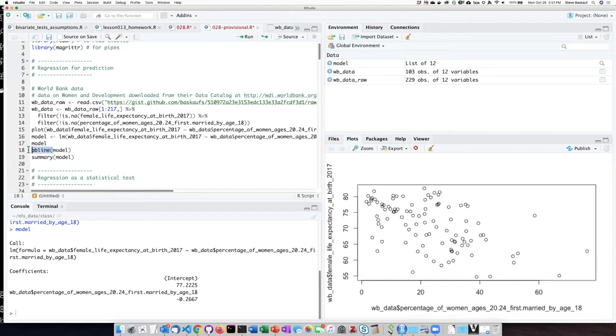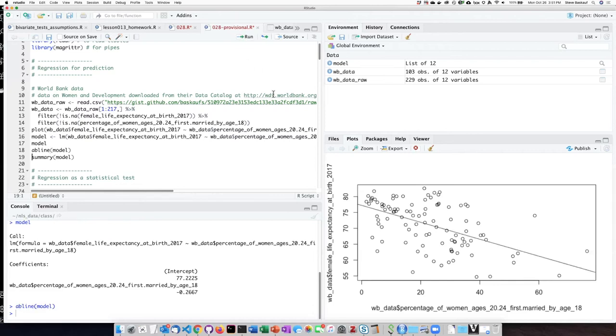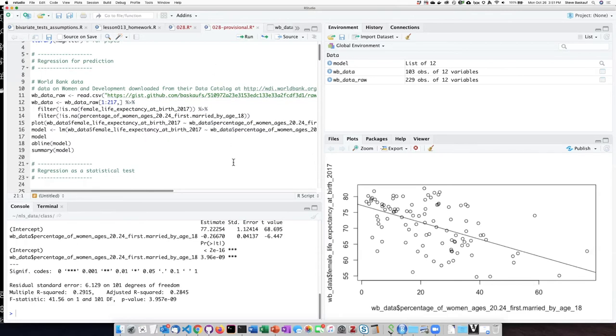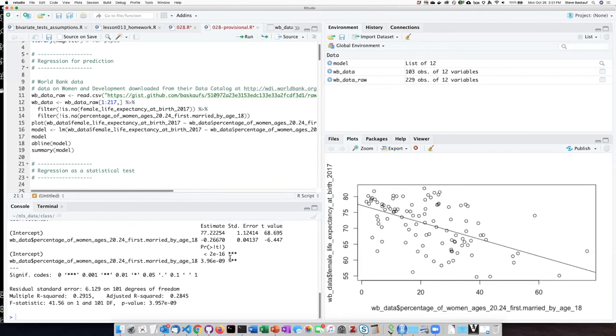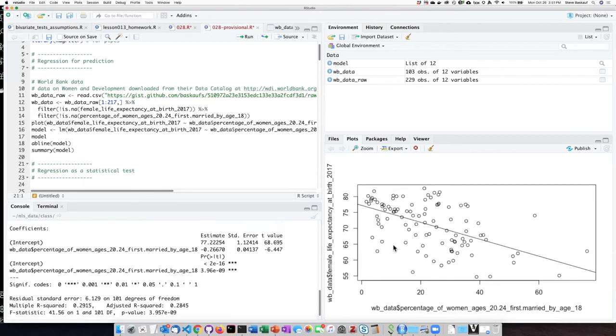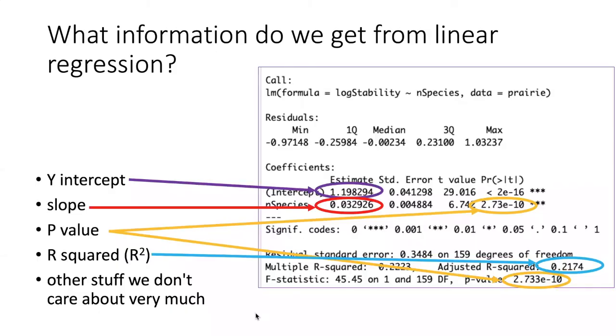We can also apply the function abline. That will draw the best fit line through our data. And then if we ask for a summary of the model, we get much more extensive information about the best fit line. The information that we get from this summary is a bit busy, and it contains quite a bit of information that we might not actually be interested in.